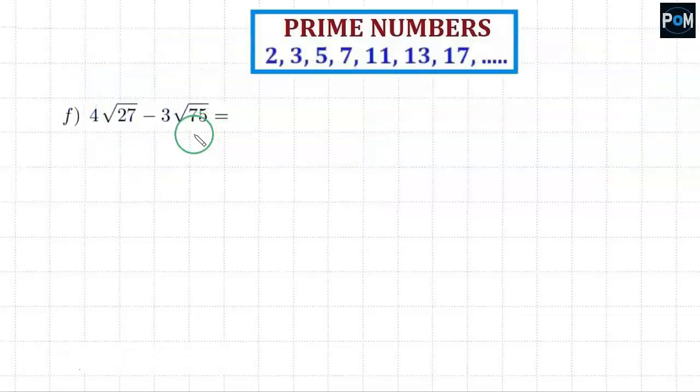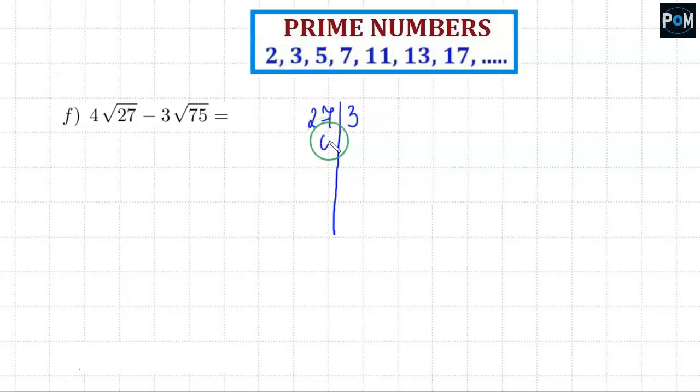Another similar example. I have the square root of 27, which I can't calculate. The square root of 75 can't be calculated either. So I factorize. First, the number 27. Here I recall prime numbers again. 27 is not divisible by 2. It is only divisible by 3. So I write 3 here. 27 divided by 3 is 9. 9 is still divisible by 3 to get 3. And 3 divided by 3 gives a result of 1.